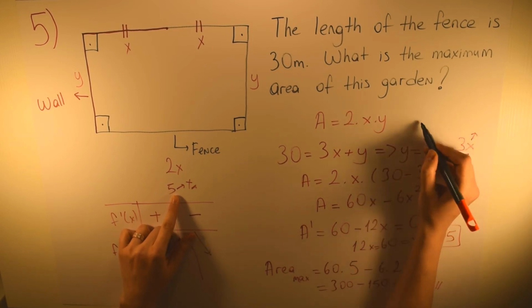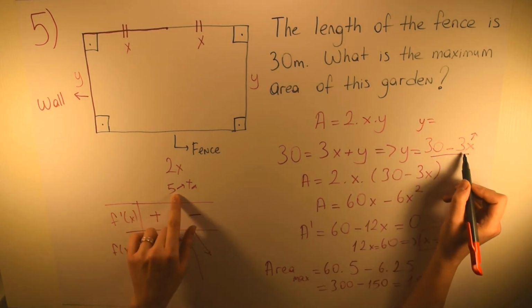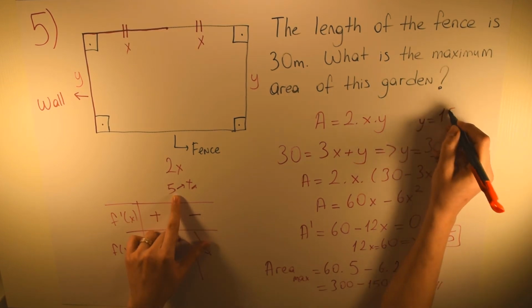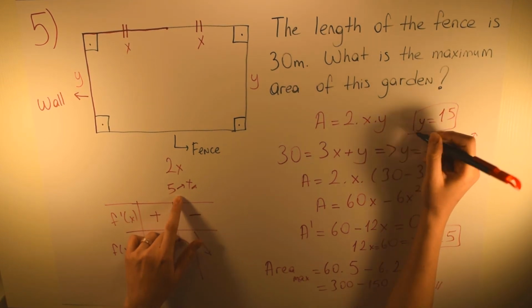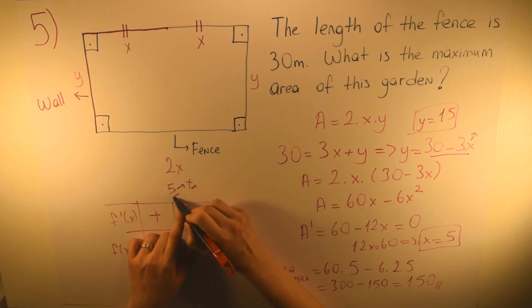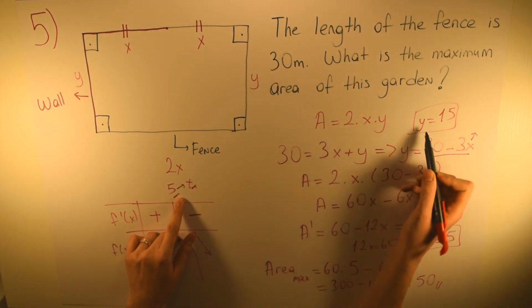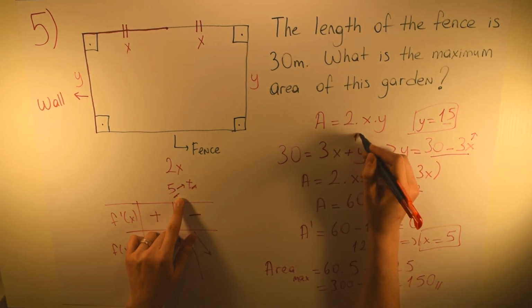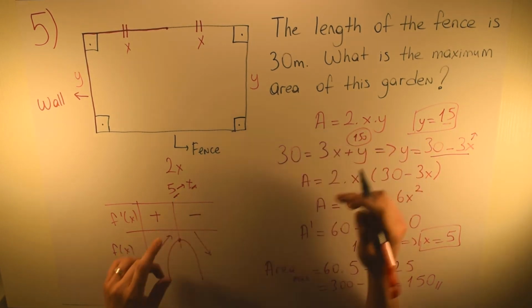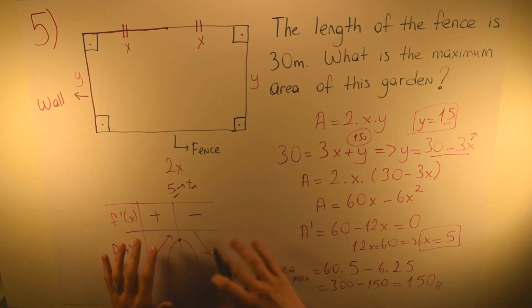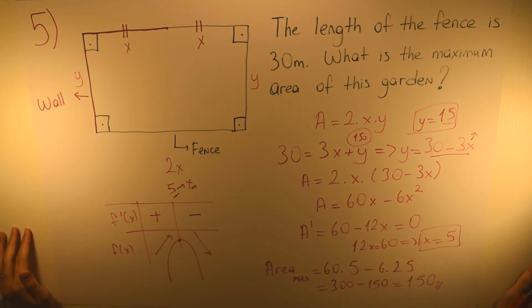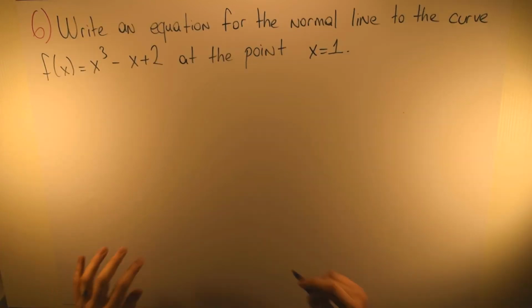So from here you will get y as 30 minus 15, which is equal to 15. We know that x is equal to 5. So also when you put it here, it is 2 times 5, 10, times 15. You will also get 150 here. You can use both ways, whichever is easier for you. So this is the answer. 150 is the answer for our 5th question. Let's continue with this question.